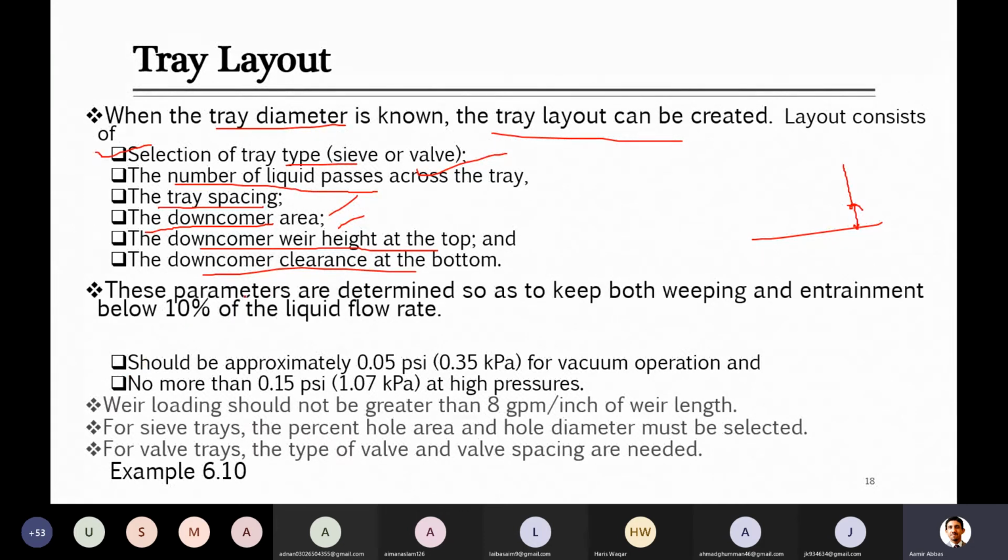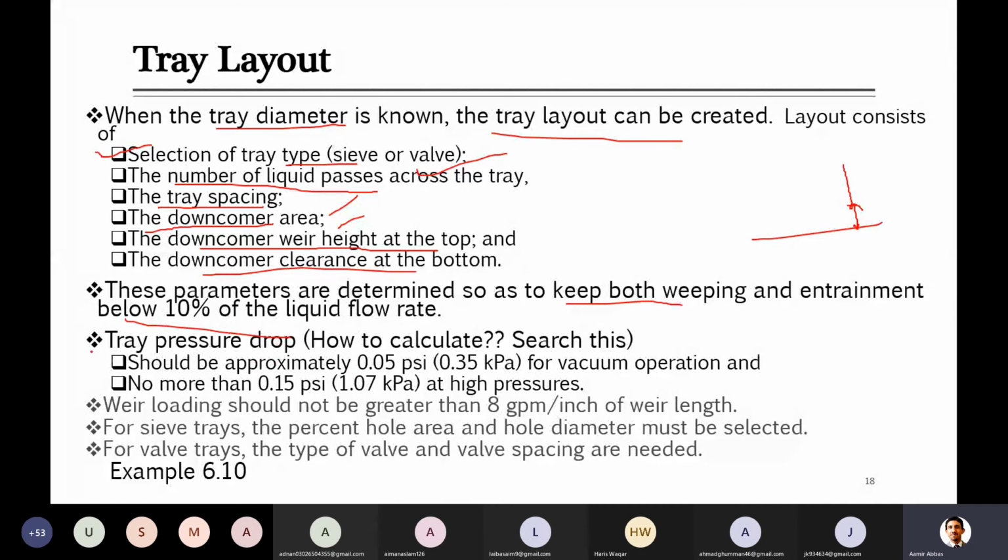All of these parameters help you to keep your operation inside the limits, just beyond weeping and entrainment. Entrainment will still occur, but it shouldn't exceed 10%, and weeping should also not go above 10%. So if you select these carefully, based on all the discussion up to here, then your operation will hopefully be normal.